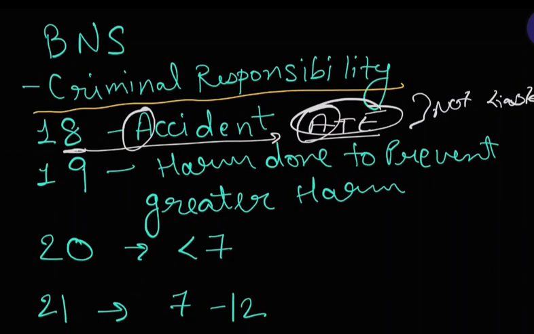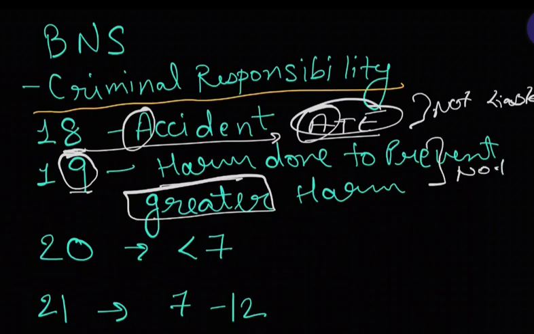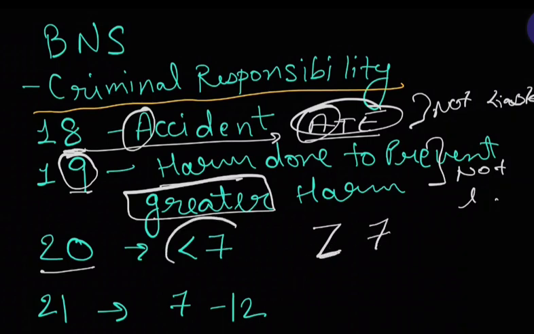The next is BNS 19. 9 is the greatest number from 1, 2, 3, 4, right? It's the biggest number. So a harm done to prevent a greater harm, that will come under BNS 19, and it's again not liable. Then BNS 20, so we can remember 2 is written like this, and if this line comes upwards then it will become 7. So a crime done by a person less than 7 years of age, again not liable.